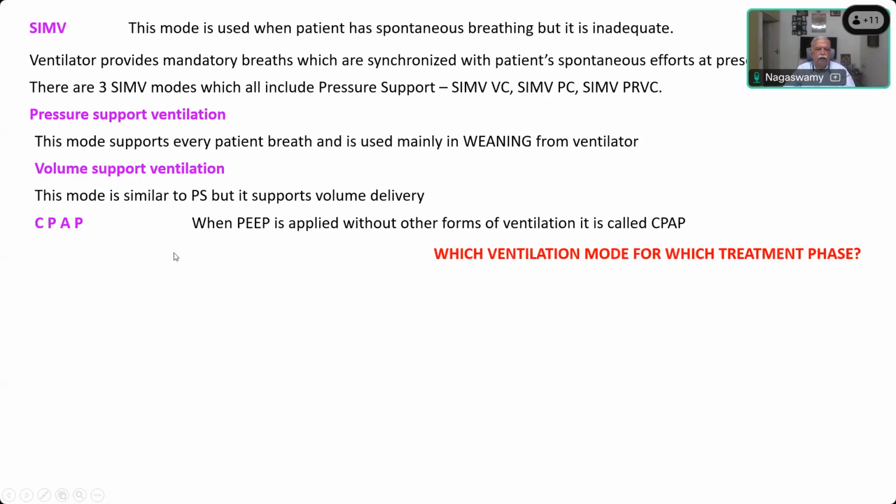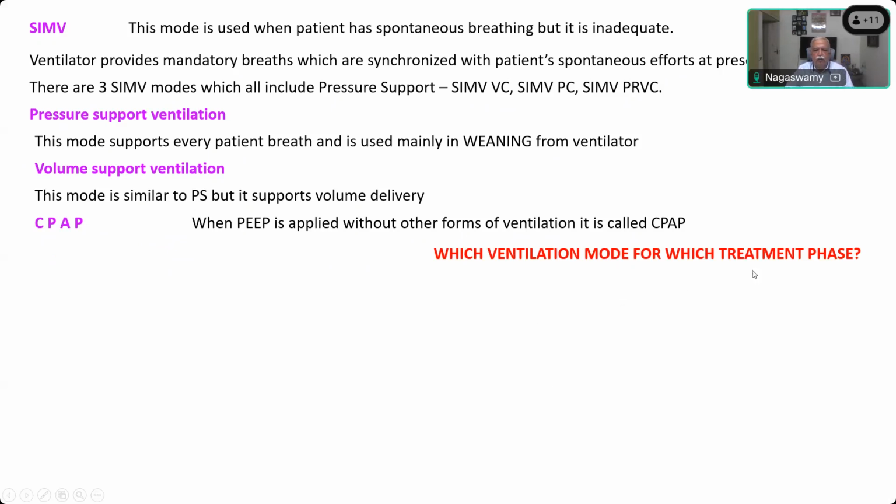And BiPAP is one where you give a higher inspiratory pressure and a lesser expiratory pressure, so that the patient can breathe out easily. Whereas in CPAP, it is a set pressure of 4 to 7 centimeters all the time. So some patients will find it difficult to breathe out because there is a positive pressure even during expiration, even though that is going to help in keeping the alveoli open. If the patient is not tolerating CPAP, he has to be converted into BiPAP, where we can have a lesser pressure exhibited during the expiratory time.